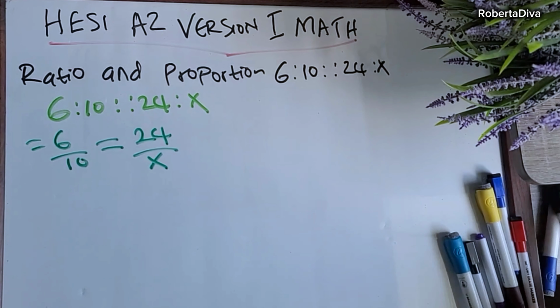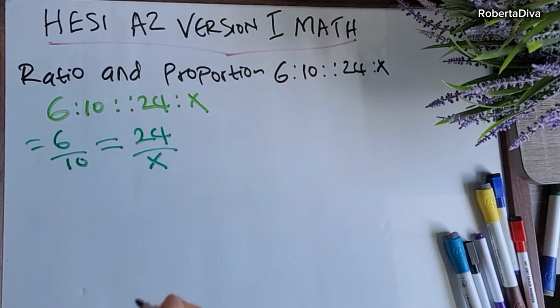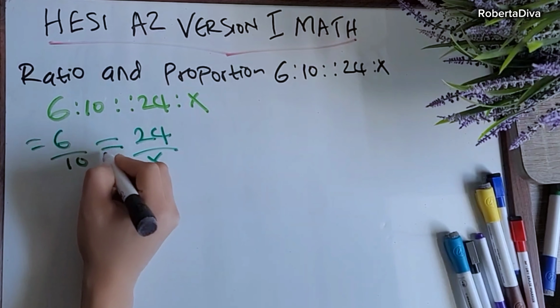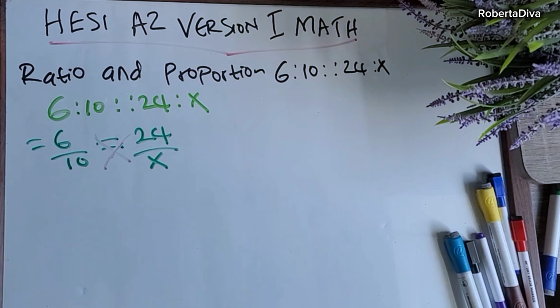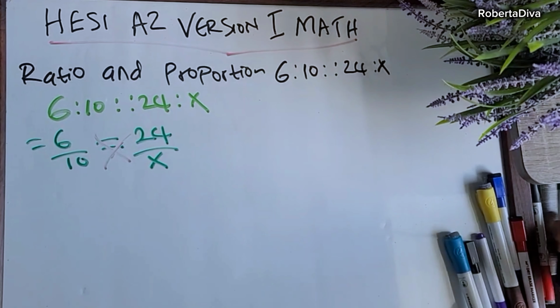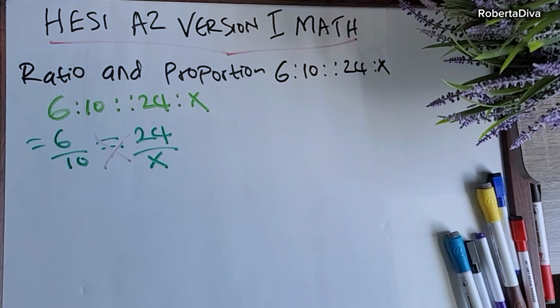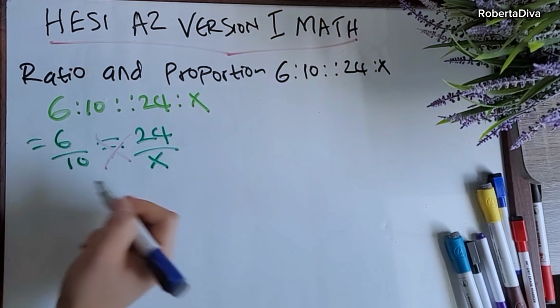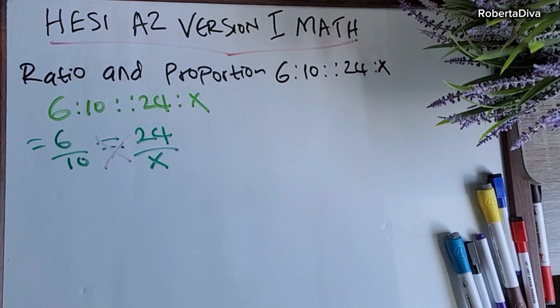All right. So, can you remember the second step? The second step is cross multiply. You multiply 6 with x and then multiply 10 with 24.